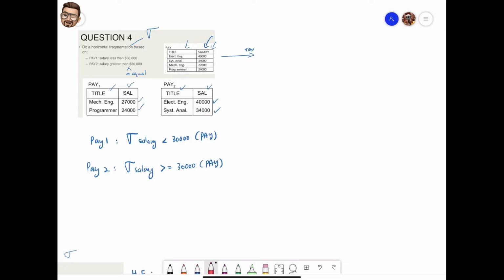How can we reconstruct back? Pay 1 union with pay 2. So this is horizontal fragmentation. For horizontal fragmentation, we use union. So if you combine pay 1 and pay 2, union pay 1 and pay 2, you will get back one big pay table again.